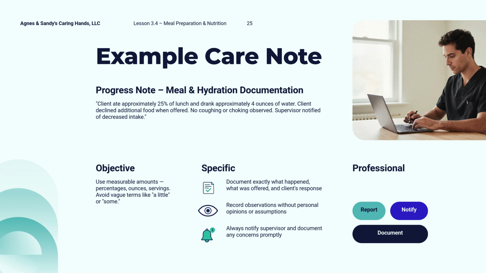This example provides useful information. Instead of writing, client barely ate, it describes approximately how much was consumed. It documents what was offered, the client's response, and whether any swallowing difficulty was observed. Objective information helps the care team understand what is actually happening.